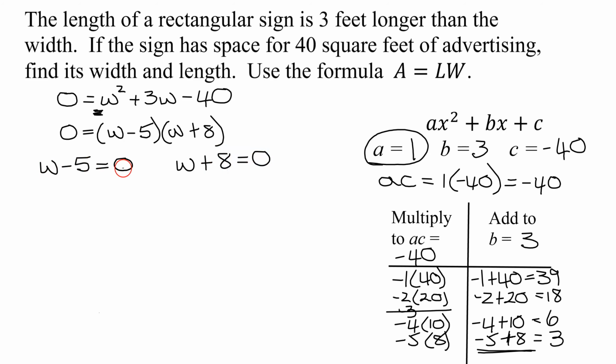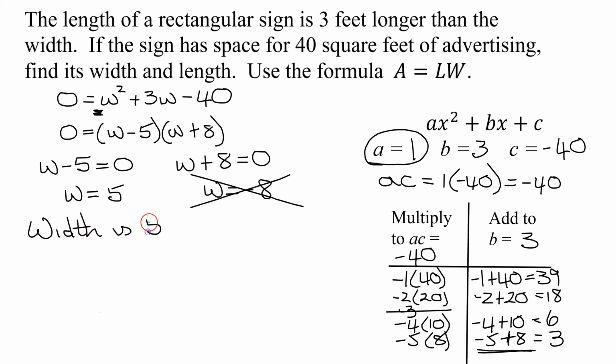So from W minus 5 equals 0, add 5 to both sides, you get W equals 5. And from W plus 8 equals 0, subtract 8 from both sides, you get W equals negative 8. Well, in this case, since W represents a physical distance, it cannot be negative. You cannot draw a rectangle with a negative width. Therefore, our width is 5. So I know the width is 5, and we need to put units on it, feet.